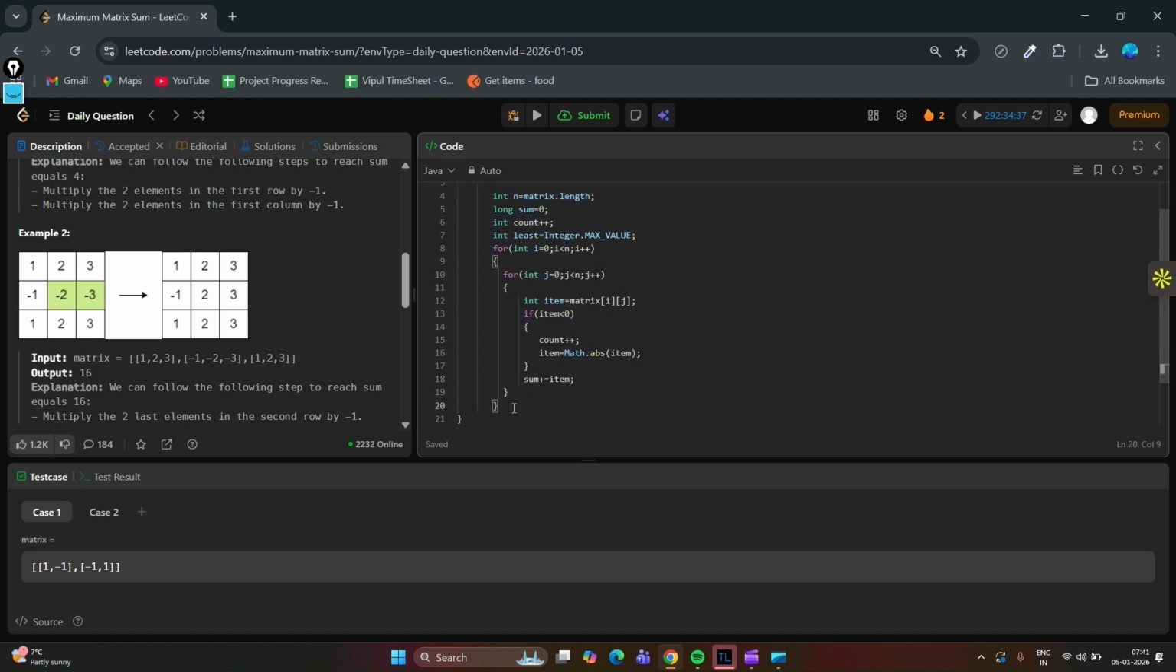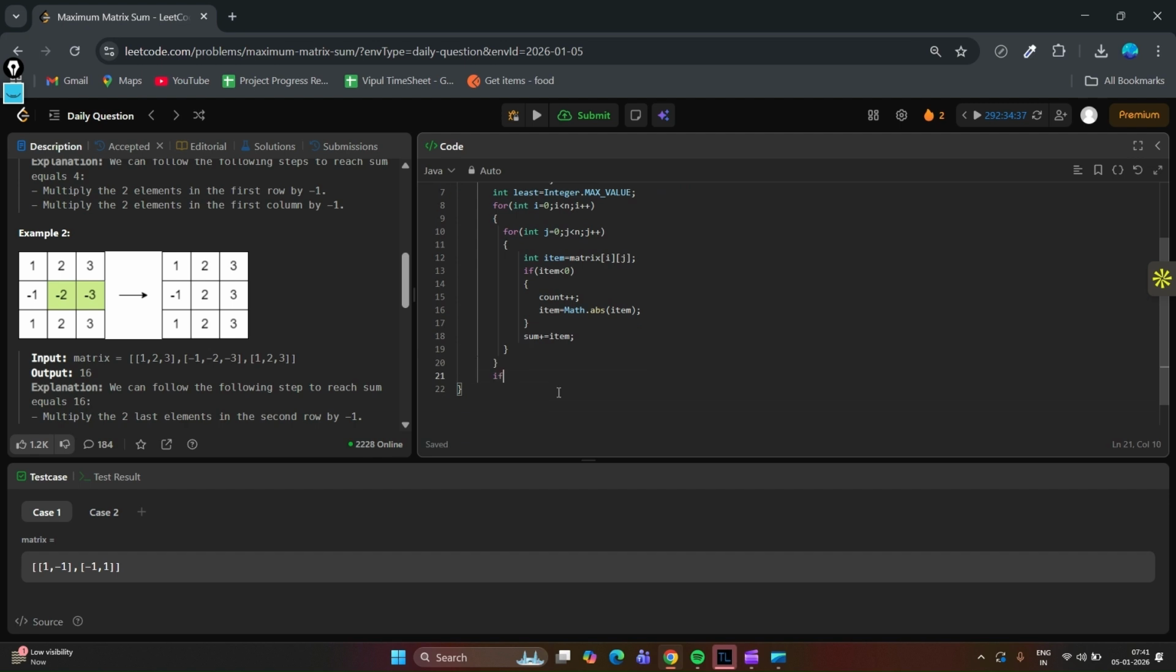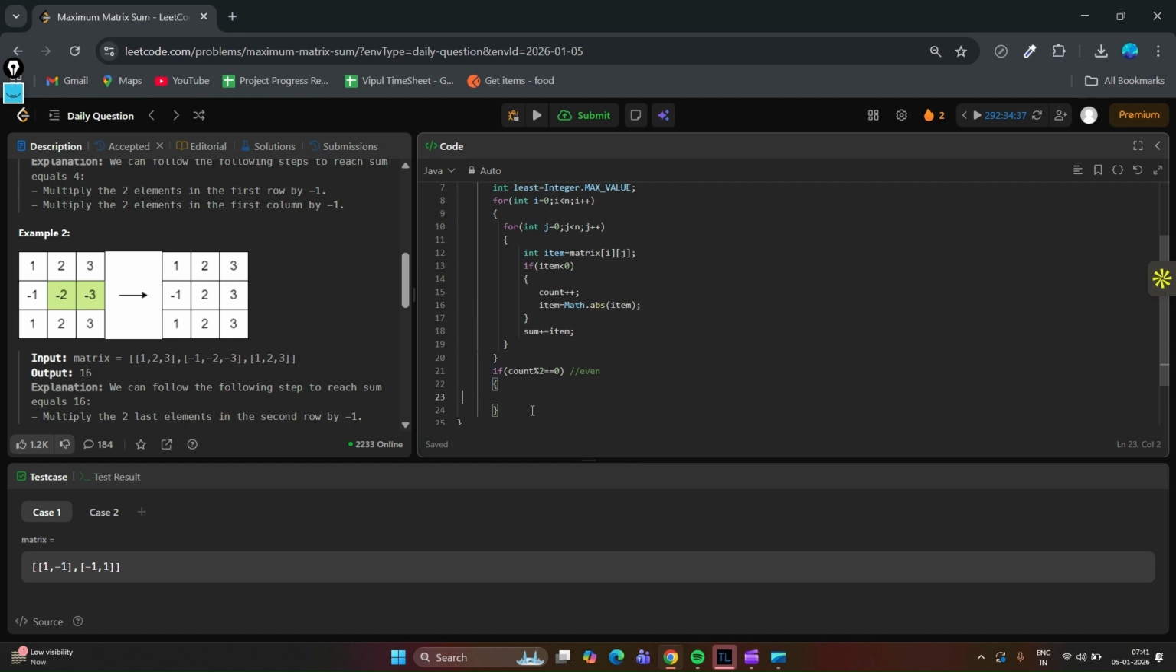Now let's come outside the loop and check, if our count modulo 2 is equal to 0. Why? Here I am checking whether it is even or odd. So if our negative count is even, then what should I return? No matter what our sum is, we just return our sum.